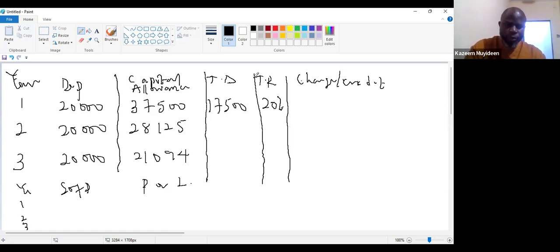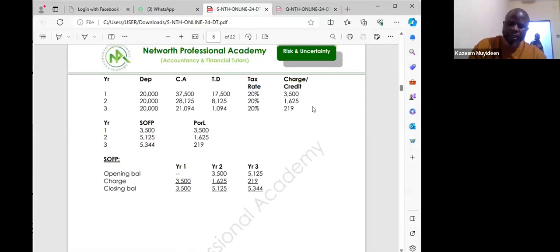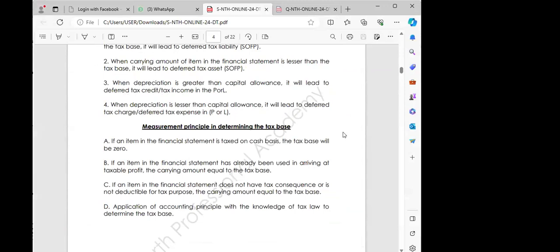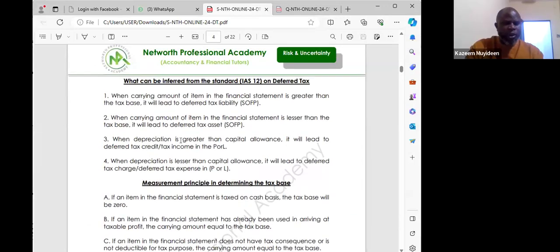Look at it. We said when depreciation is greater than the capital allowance, it will lead to deferred tax charge or deferred tax expense to the P or L. But when depreciation is less than capital allowance, it will lead to deferred tax credit or deferred tax income to the P or L. Are you getting what I'm saying?